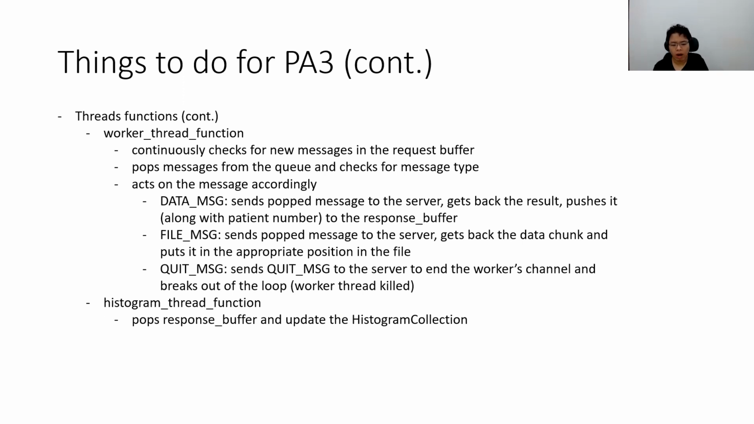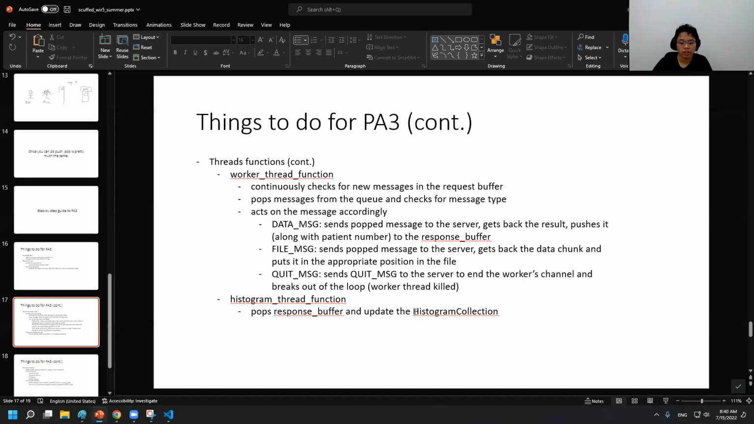Well, in this case, another problem comes up: how does the histogram thread know when to terminate itself as well? Because it's also, I think, another while loop. So one trick you can use is that the patient number can only go up from 0. So I think there's patient 0 to patient 14 or something.